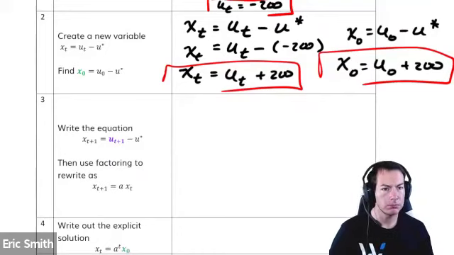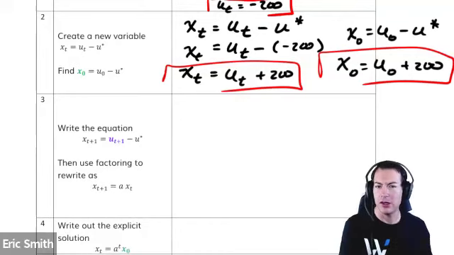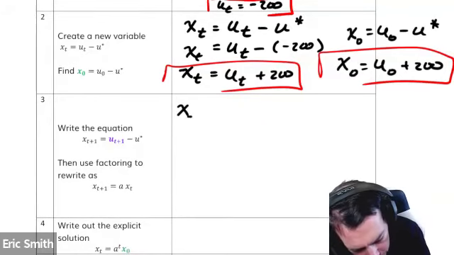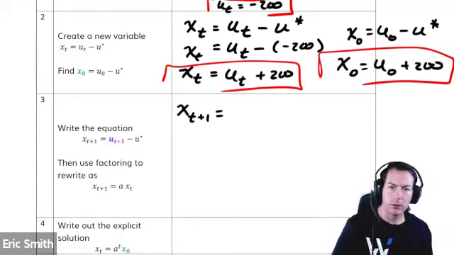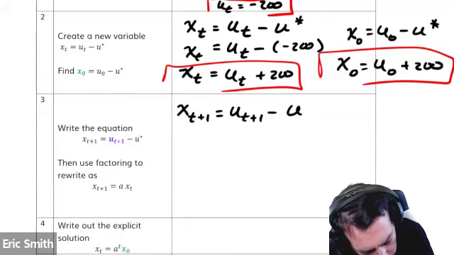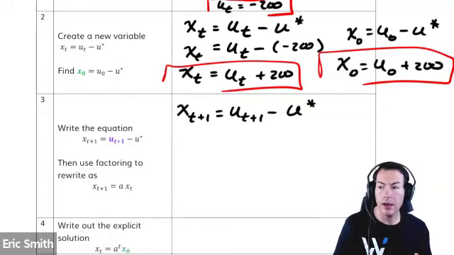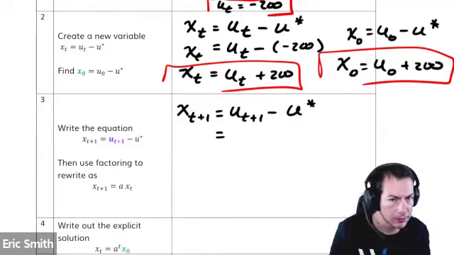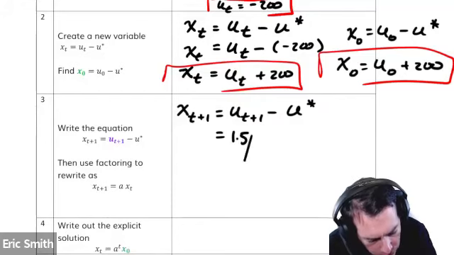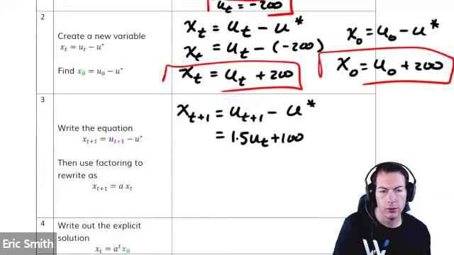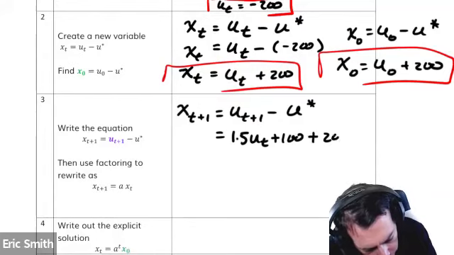All right, we have a new variable. We have these x's running around. Now we need to build a recursive version using this brand new variable. So this is where we build x sub t plus 1. So x sub t plus 1, well, this will be based off of u sub t plus 1, minus our u star. All right, now we have formulas for both of these, so I'm going to substitute them in. So this again comes from our recursive formula, so 1.5 u sub t plus 100. We know the value of u star is minus 200, so minus minus 200 turns into plus 200.